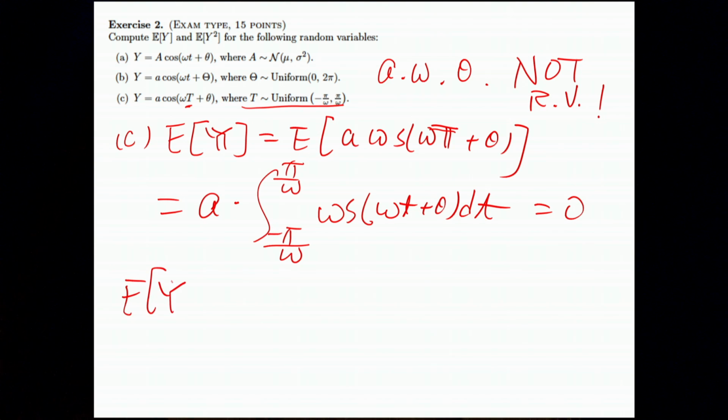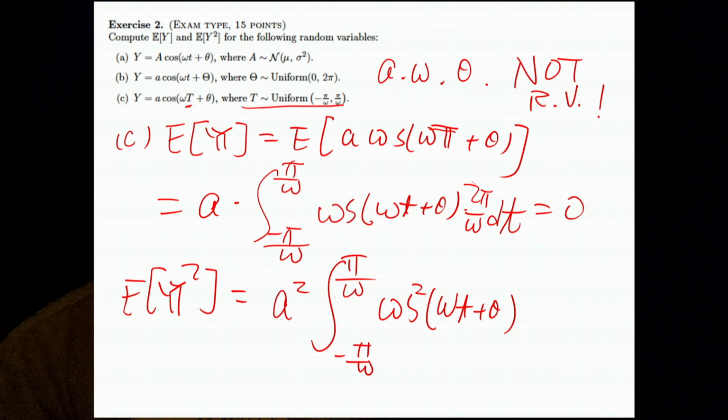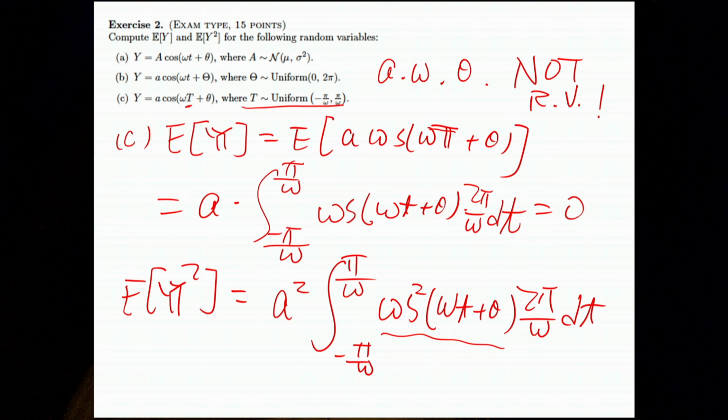And for the expectation of y squared, it's the same thing, so I take a squared outside. And the integration is still from minus pi over omega to pi over omega of cosine squared omega t plus theta. Actually, I still need to multiply by the weightings. The weightings will be 2 pi over omega dt. But since this is still a number, you can take it out and then integrate the cosine, still 0. Here is a cosine square, and use the formula from part B. Then finally, the result is a squared over 2.